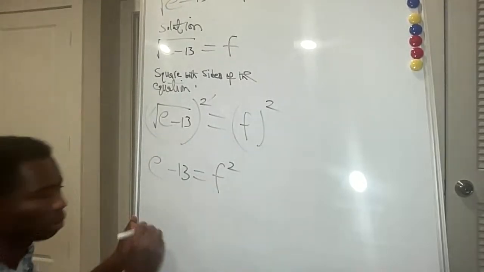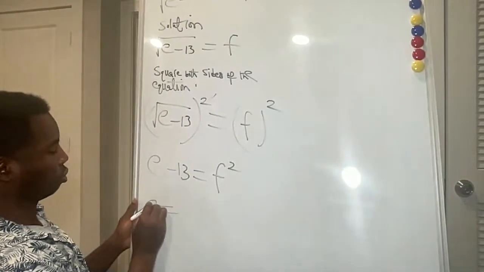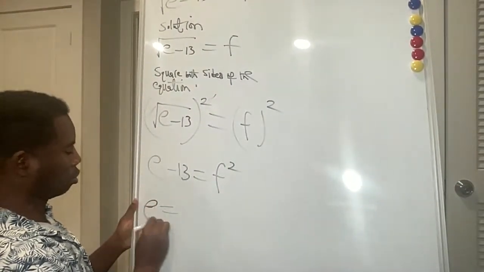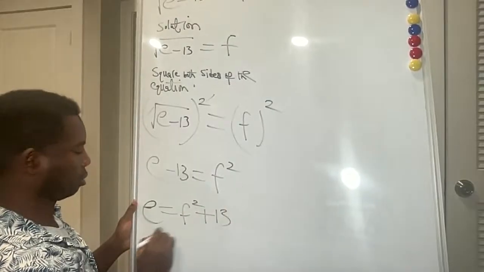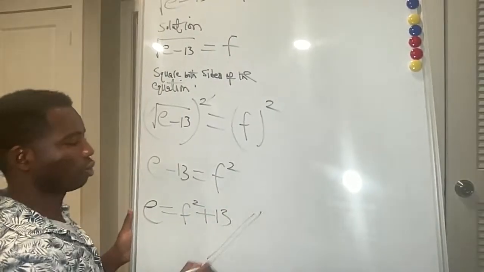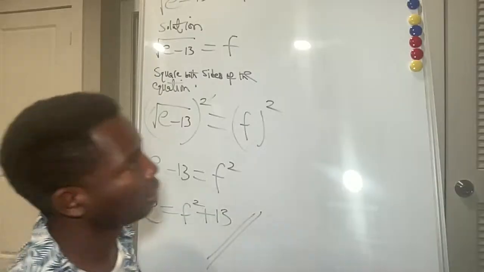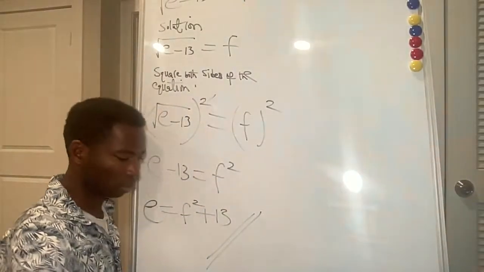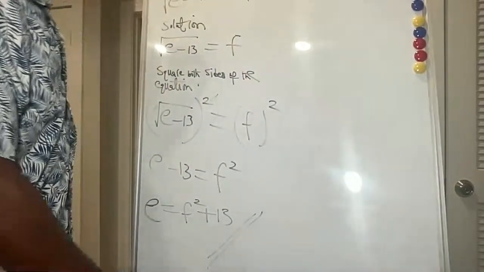We are making e subject of the formula. So we will now proceed and say e is equal to f square plus 13. This is the equation. You will be able to make e subject of the formula in this equation.